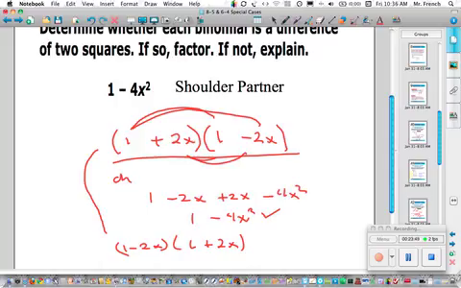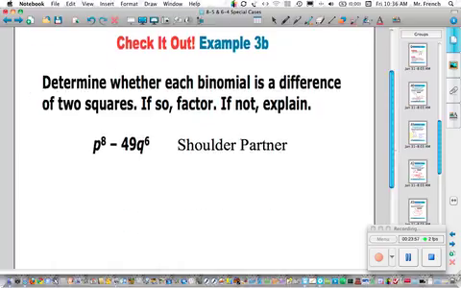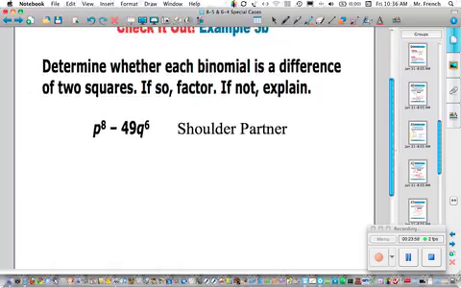Commutative property of multiplication. That is correct. Okay, let's go to another question. We're going to do one more of these, and then we're going to go on to sum and difference of two cubes. Okay, with your shoulder partners, go ahead and try this problem. Guest teacher, go ahead and pause it.